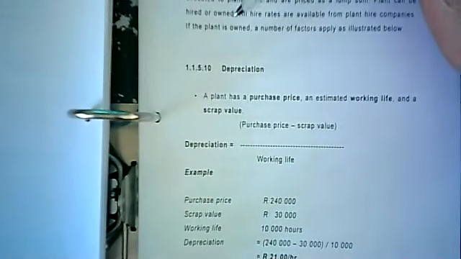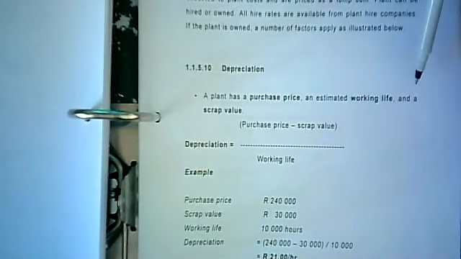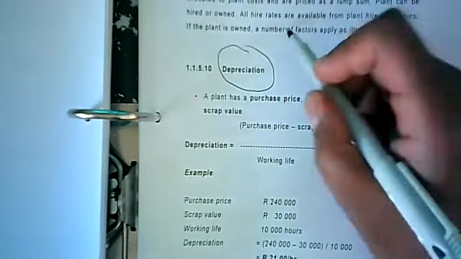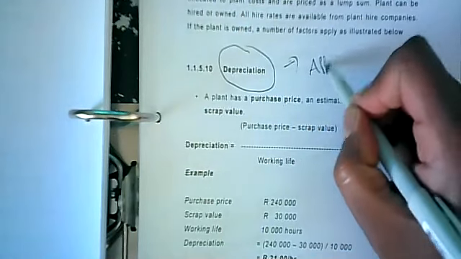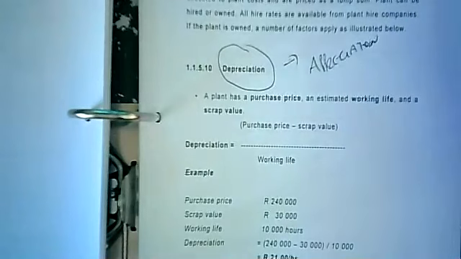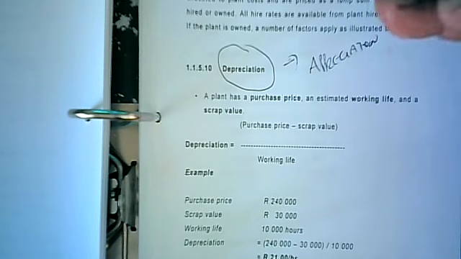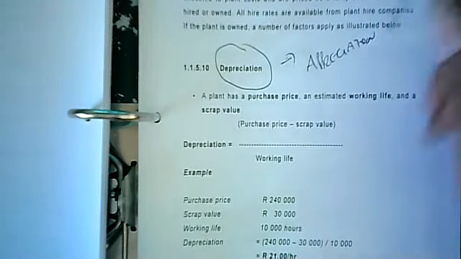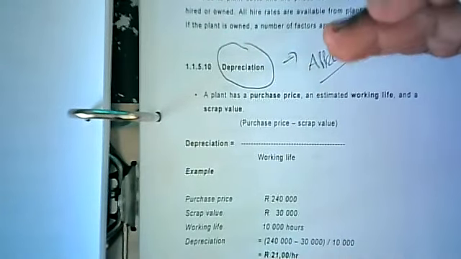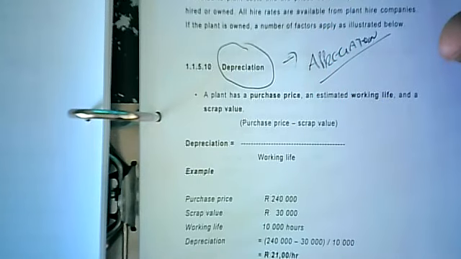Depreciation. A plant has a purchase price, an estimated working life, and a scrap value. All right, before we go there, what does depreciation mean? The opposite would be appreciation. Right, so what's depreciation? It simply means as time progresses, its value decreases, like a vehicle, like a car. Unlike property, as time progresses, the value of property increases.